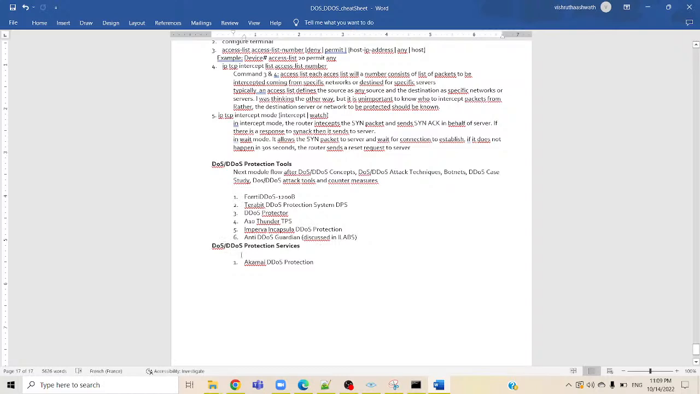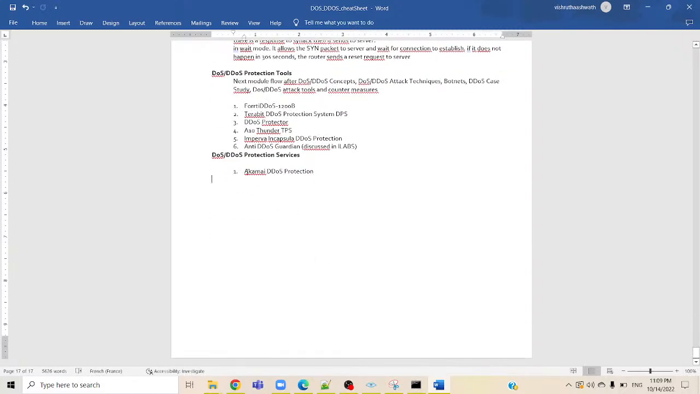DDoS protection services, Akamai DDoS protection. Remember, GitHub used this Akamai to divert the traffic when a DDoS attack was performed on GitHub. So that's it about the denial of service module. Maybe we will look at some of the lab exercises in the next coming videos.